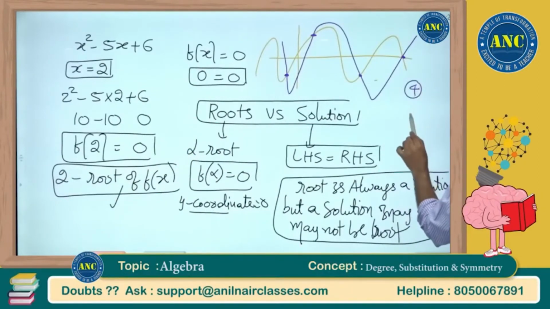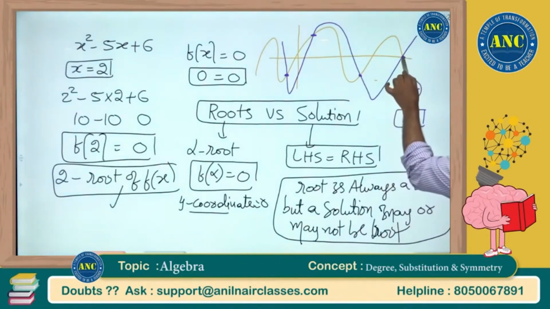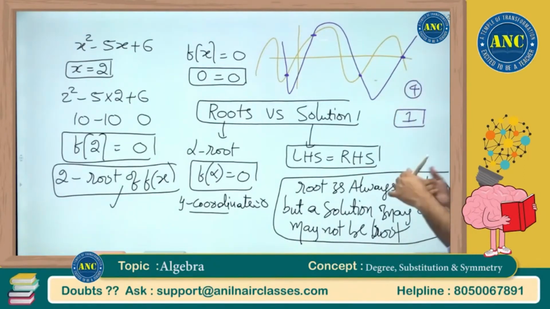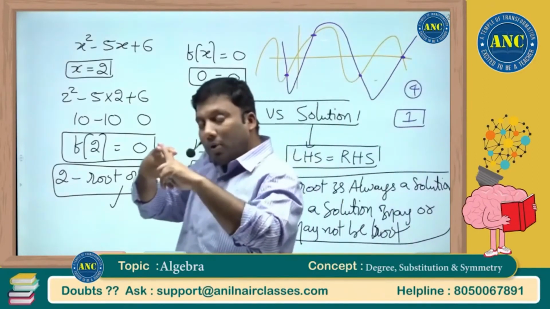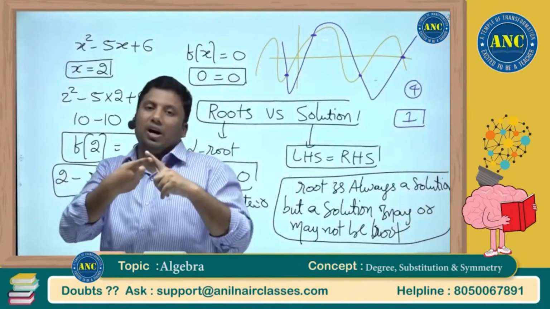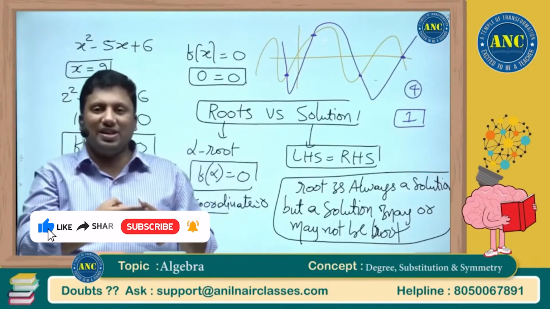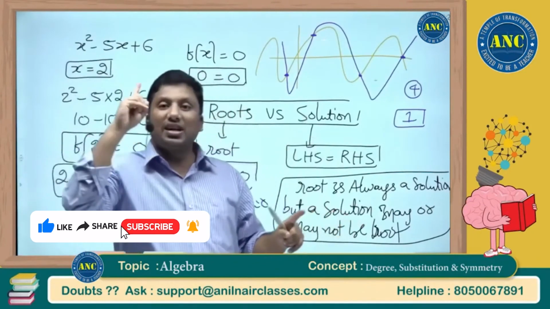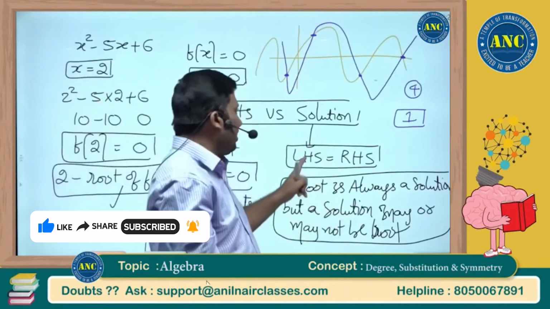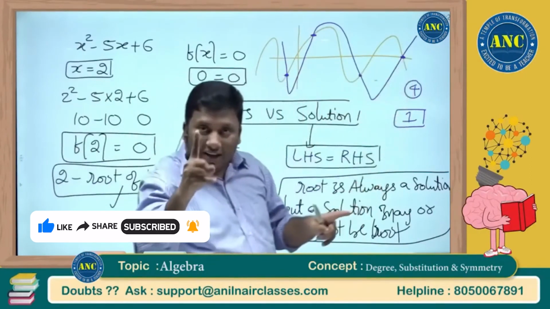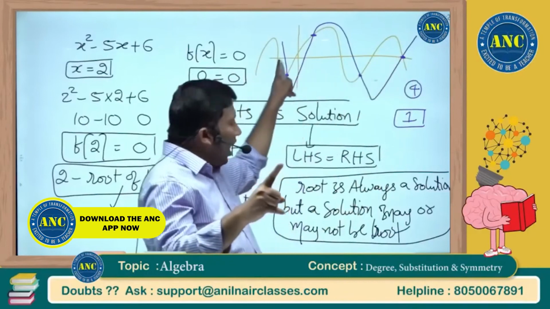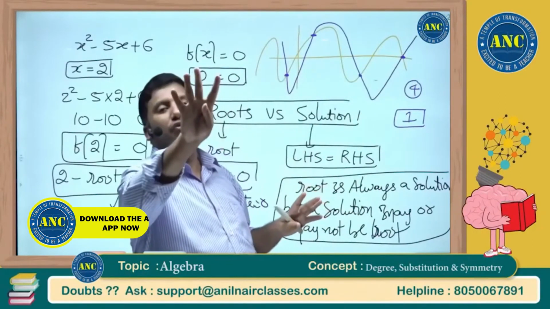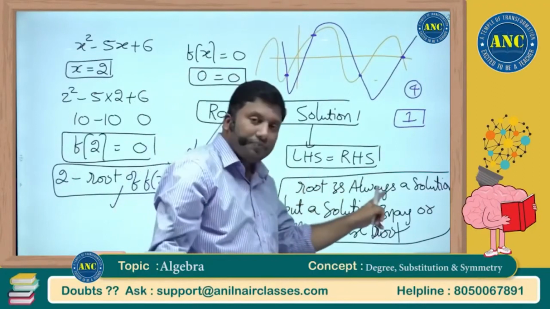But how many roots are there? A root is a solution with y coordinate 0. If the y coordinate is 0, it should touch the x-axis. Out of these 4 points where they intersected, only one point is intersecting at the axis. That means out of these 4 points, one is a root. There are 4 solutions, but one is a root.